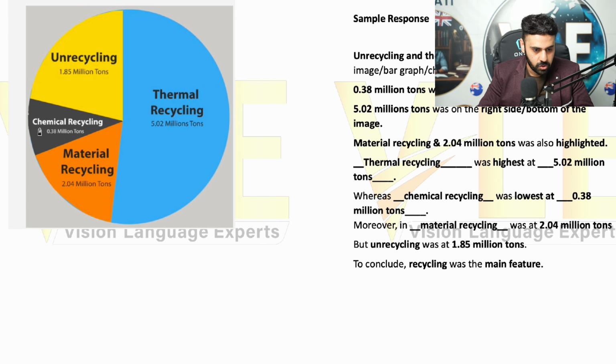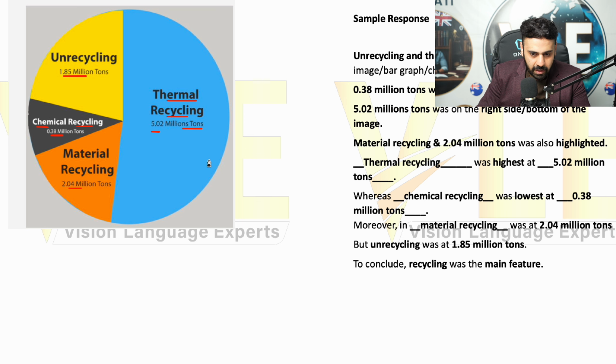So the smallest one, we can say the lowest one or the minimum one, is chemical recycling at 0.38 million tons, and the maximum size or the maximum element in this case is 5.02 million tons. Then material recycling is at 2.4 and unrecycling is 1.84. Okay. And we can use any particular words for the main topic because they have not given us the main topic. So we will say unrecycling and thermal. Okay, easier to go this way.